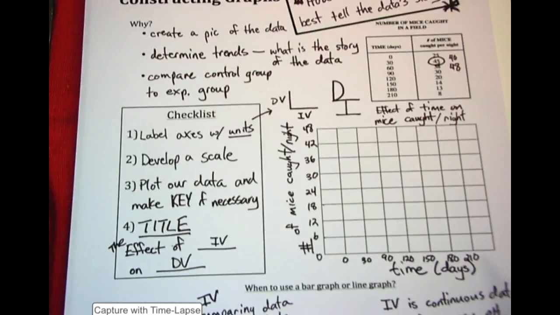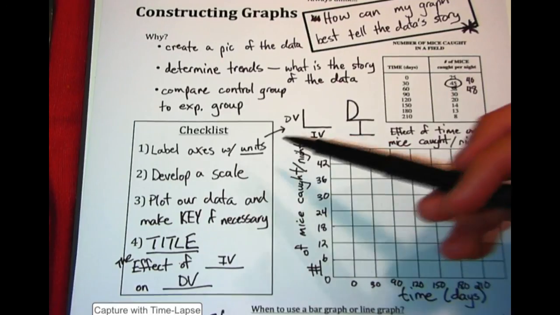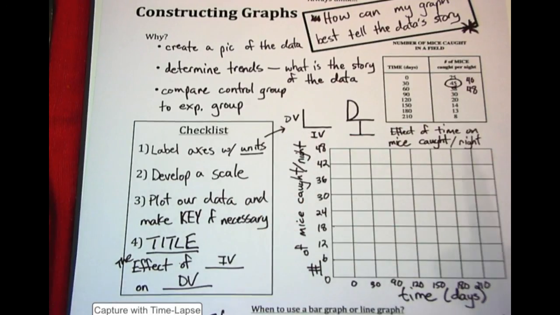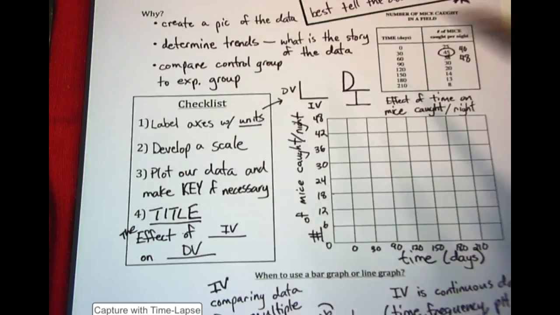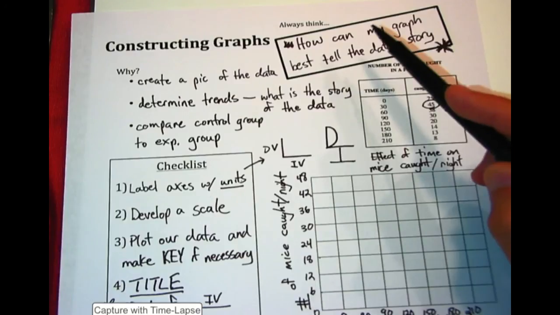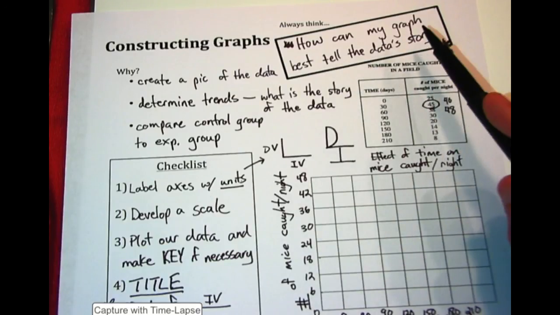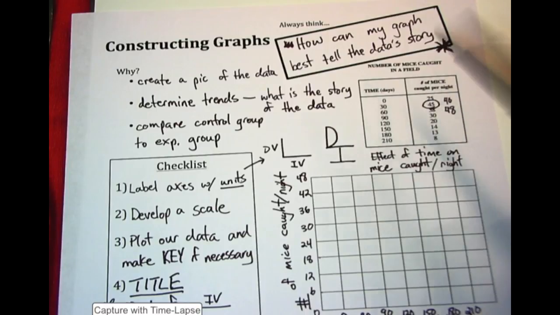So this is really it for constructing graphs. Remember, these are just some important points to remember when going about making your graphs. But remember, everything that's on the sheet is not always going to apply to a graph that you might be making. So if that happens, just remember, how can you make your graph to best tell the data story, to best make sense of the data?